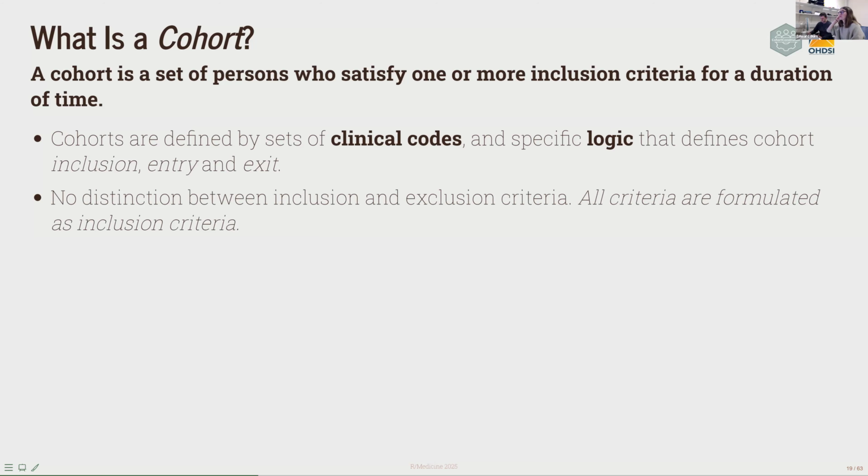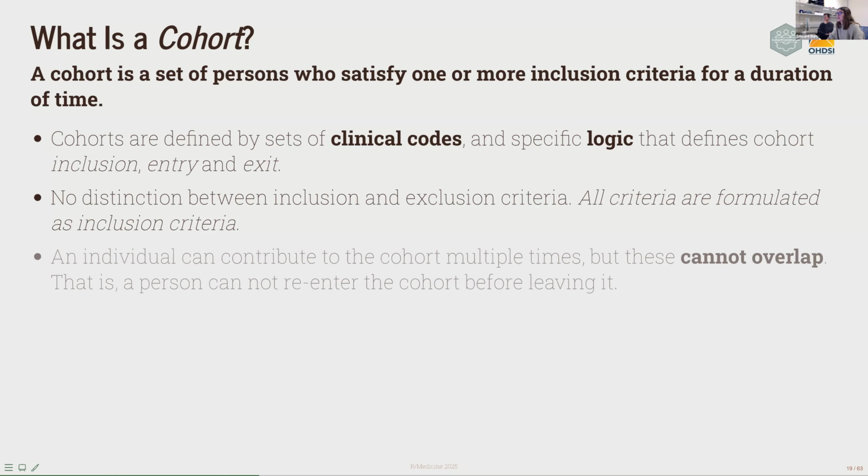But also when we work with OMOP, we don't distinguish between inclusion and exclusion criteria, because all criteria can be formulated as inclusion. So we only use inclusion criteria. Also, a particularity is that individuals can contribute multiple times in a cohort, but these contributing periods cannot overlap. So basically, a subject has to leave the cohort before he contributes again into it.